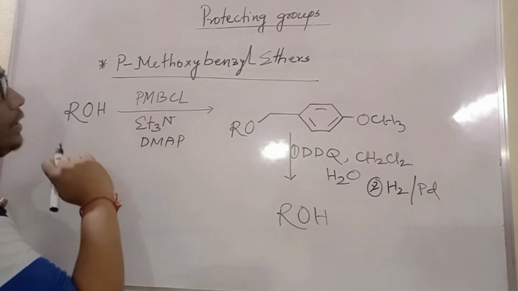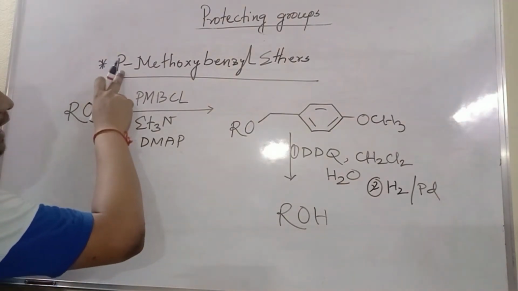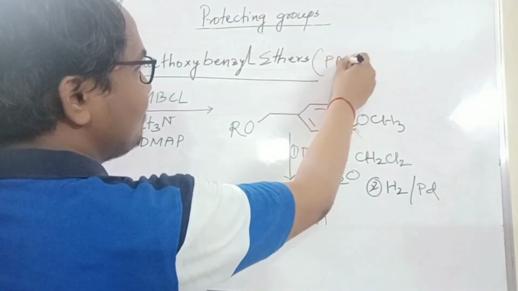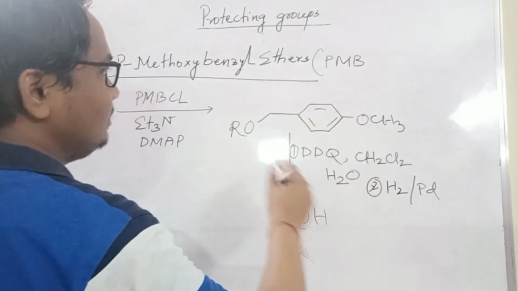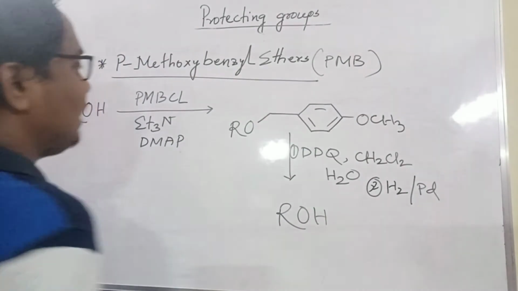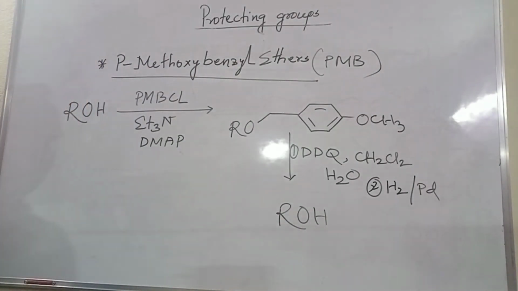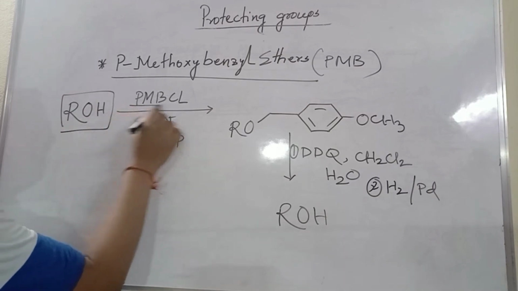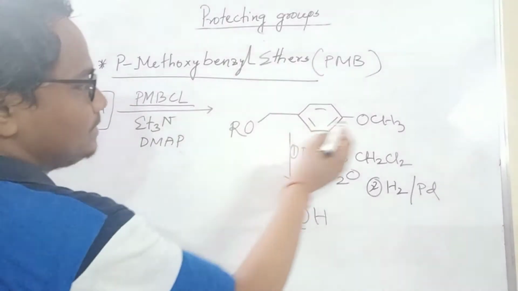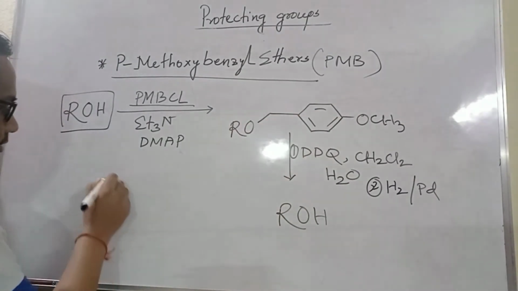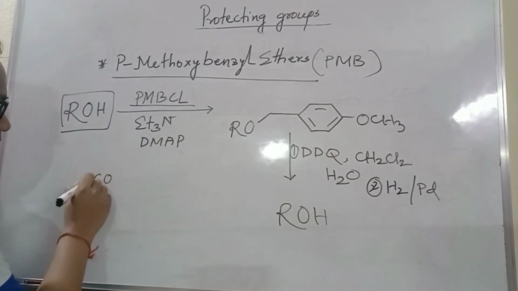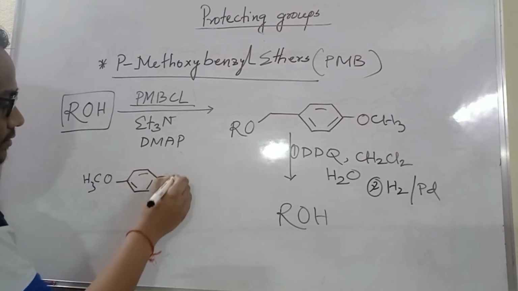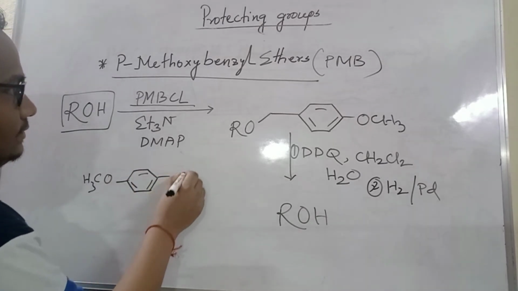This is another protecting group. It is called para-methoxybenzyl ether. It is also called PMB. Okay, so it is called PMB. Para-methoxybenzyl ether. So if you take any alcohol for OH protection, you give PMBCl. What is PMBCl? This is PMBCl. The PMBCl structure is like that only. Yeah, I write it like this. This one is like that. This one is like that, no?